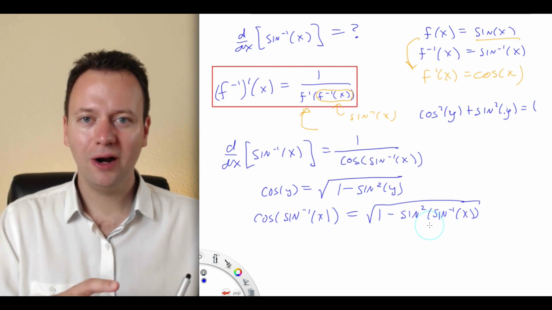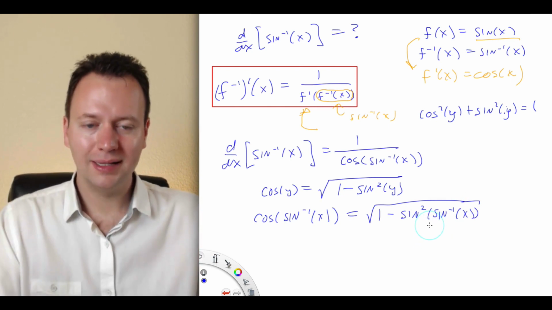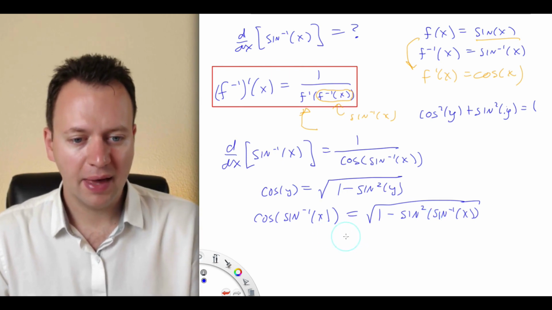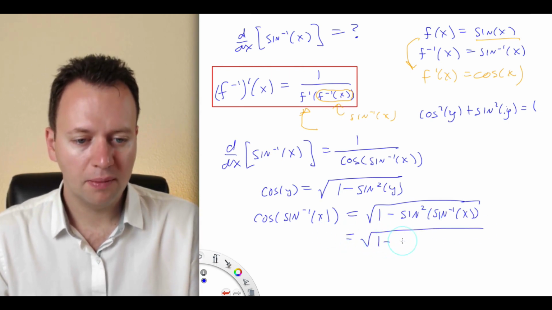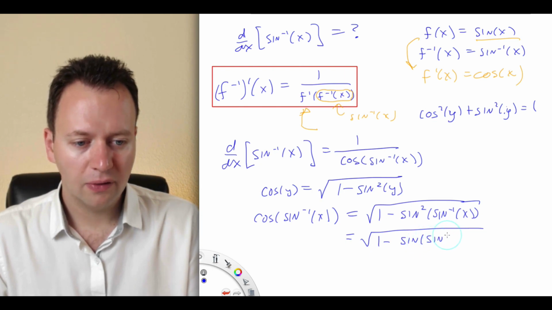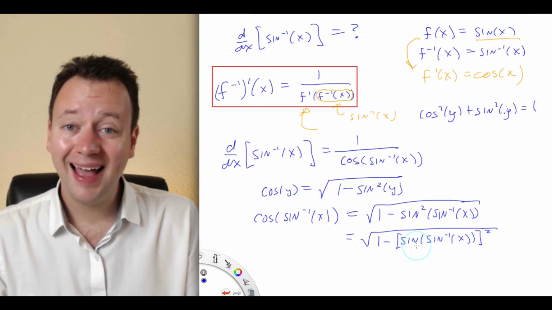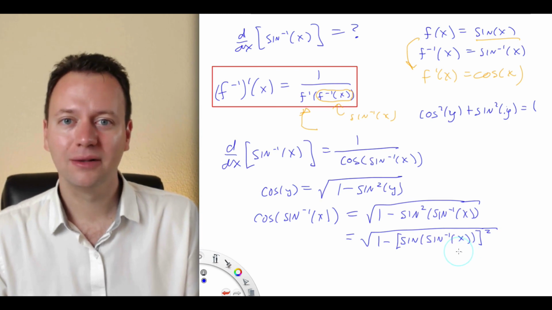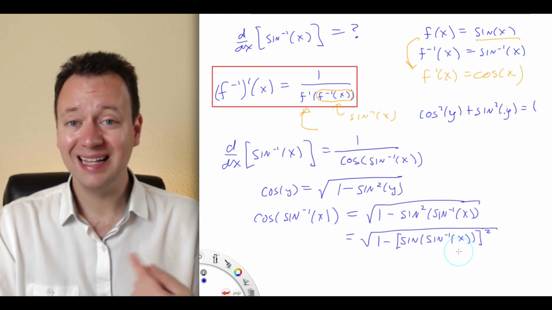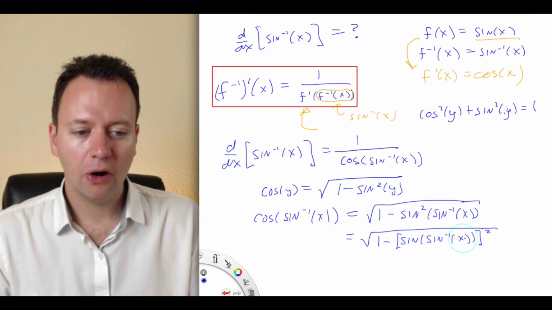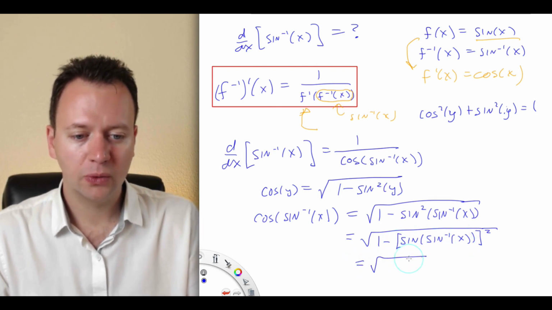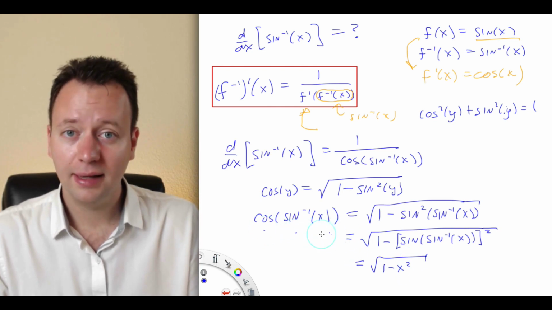But remember, sine squared is just sine of something, quantity squared. So this is really the same as the square root of 1 minus sine of arcsine of x, quantity squared. But sine of arcsine of x is just x. Remember that the inverse function undoes the original function. So sine of arcsine of x is x, so this just becomes the square root of 1 minus x squared. So cosine of arcsine of x, interesting trig identity, is equal to the square root of 1 minus x squared.